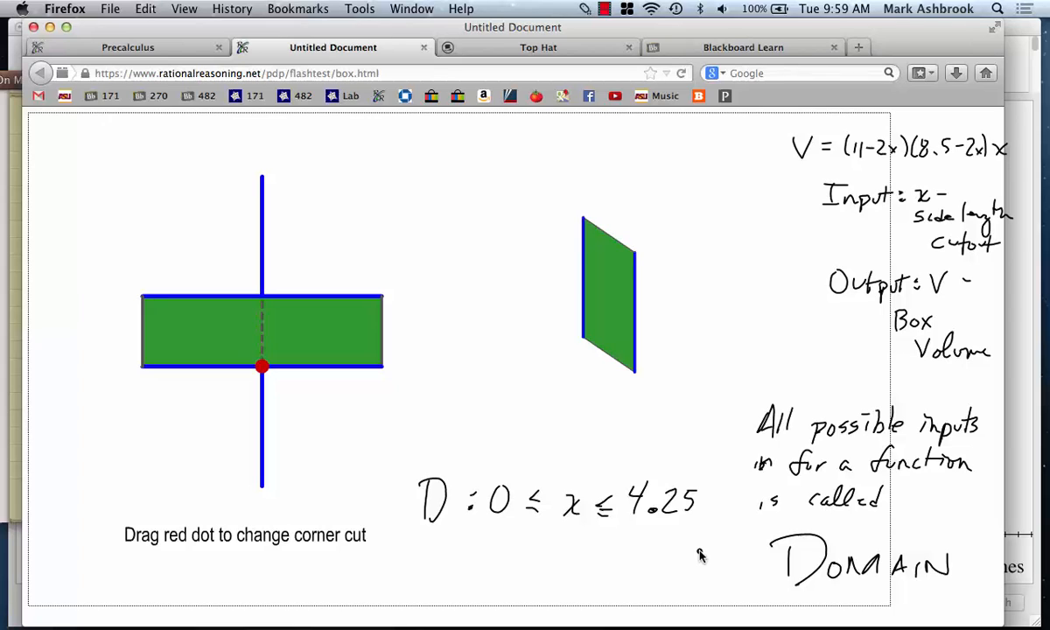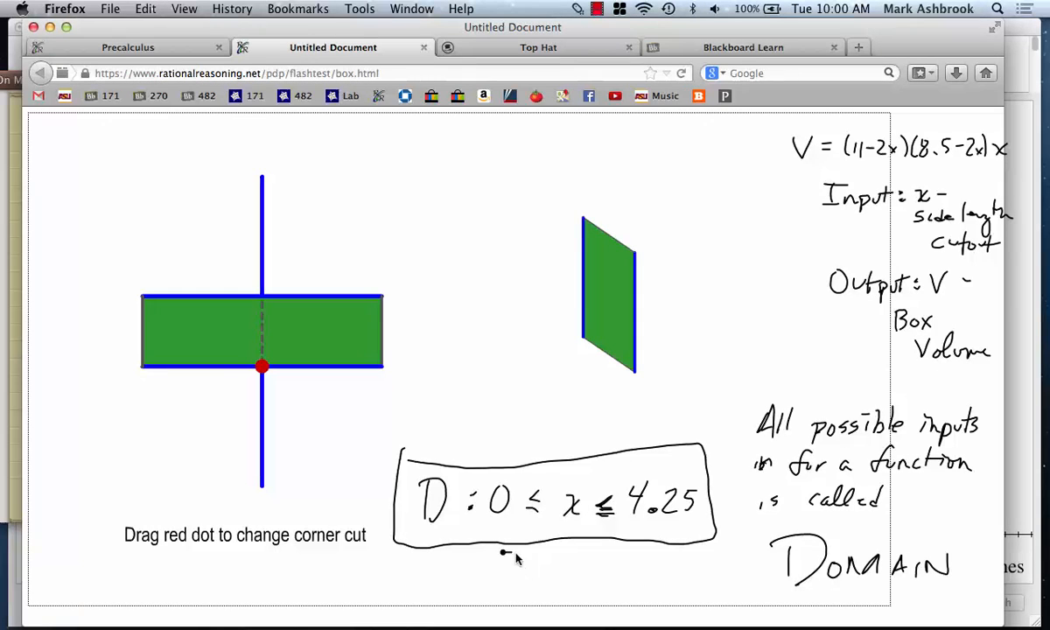Okay? What about 4.3? Can we cut squares of 4.3? Impossible, because now you can get a 4.3 square here, but then you can't get that over here. You can't do it. What about a square side length of -1/2? Can't do it. You can't have negative distances. So this is our domain of this function, all possible x values. We can have 0, and we can have 4.25, and we can have anything in between. But we cannot have anything less than 0 or greater than 4.25.